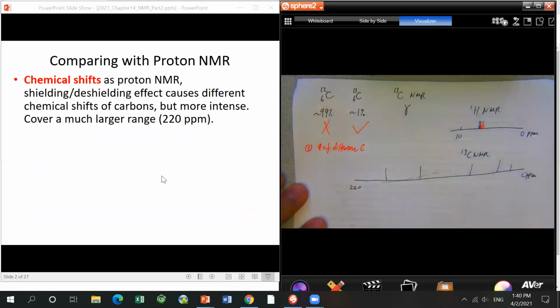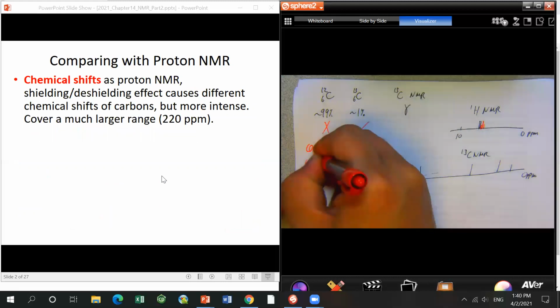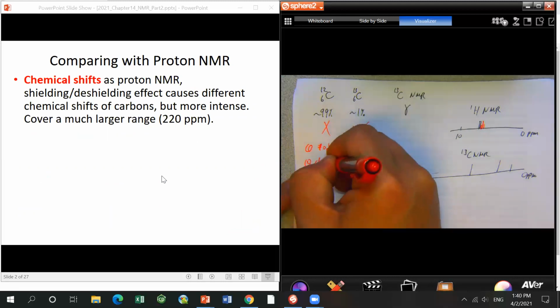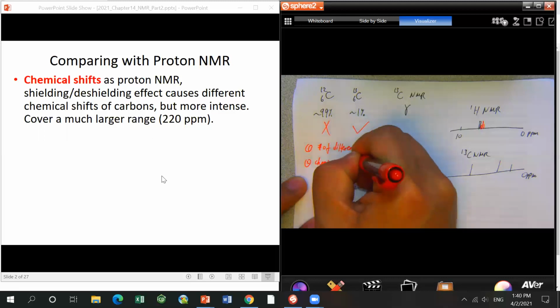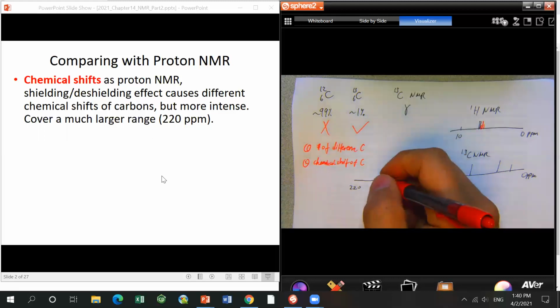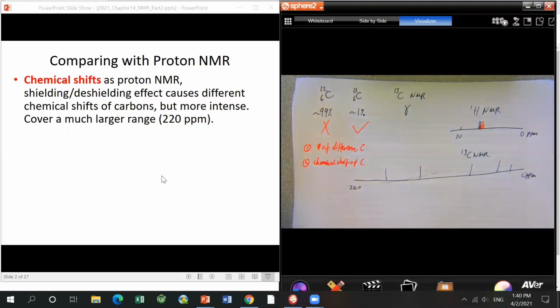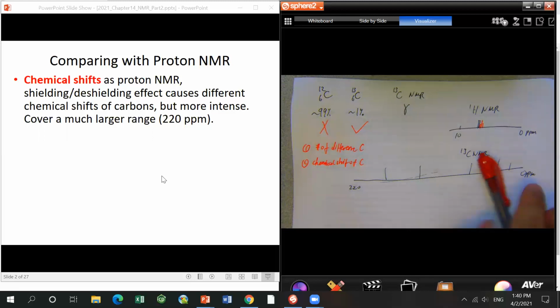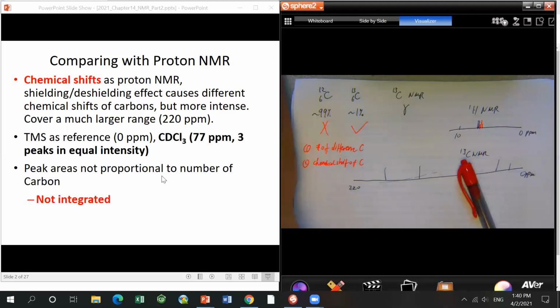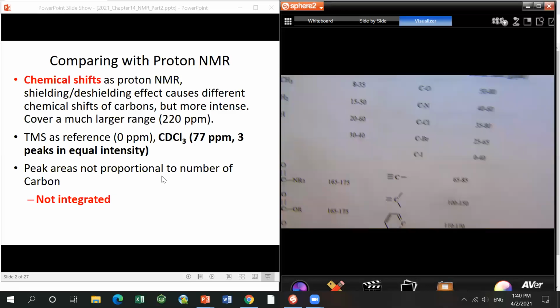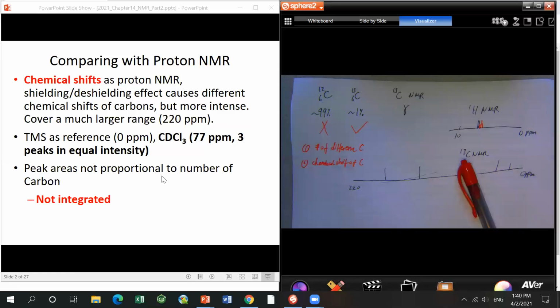And second, the chemical shift of the carbon. This is also similar to proton NMR. Depending on the chemical environment of the carbon, it's shielded or deshielded, so the carbon will have a different chemical shift, from 0 ppm until maybe 220. We have the carbon NMR chart provided for you, so you can see the different chemical shifts. You can use this chart for future exams and quizzes.